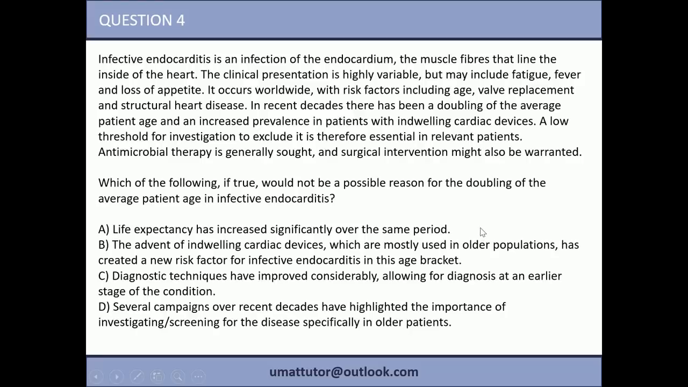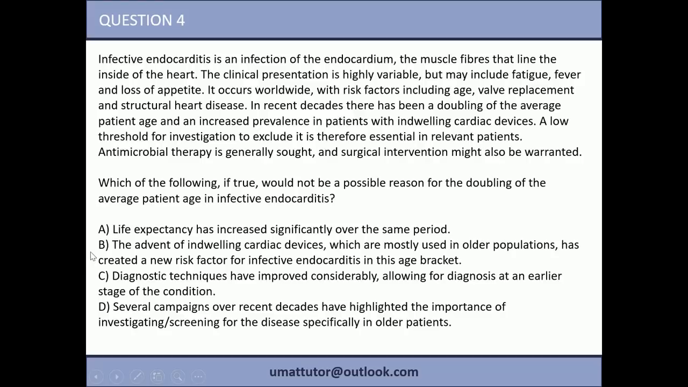Now, I think that'd be a reasonable assumption. I think if life expectancy has increased, if people are living longer, then over the course of a few decades, that would be a reasonable reason why the average patient age may double. So for that reason, it's not the correct answer because remember, we're looking for the answer which would not be a possible reason. So it's that negative, that word not, which flips it on its head. So because A could be a reason, it's not the correct answer.